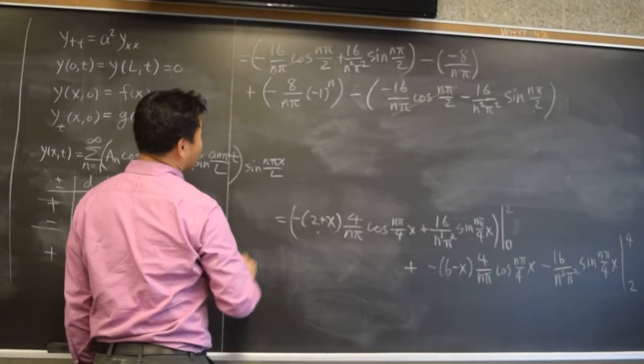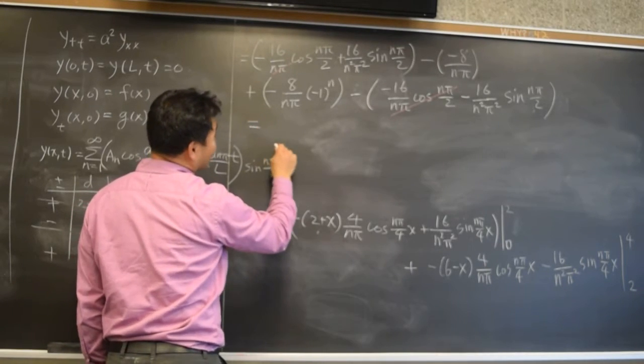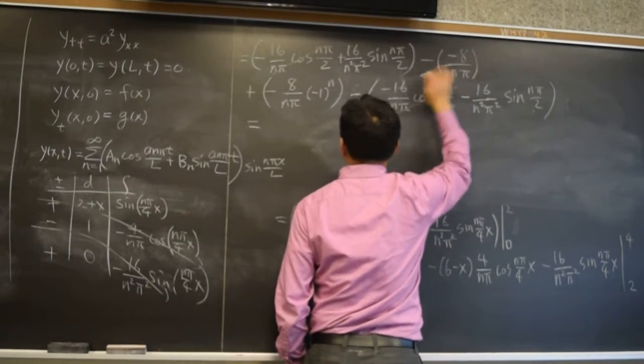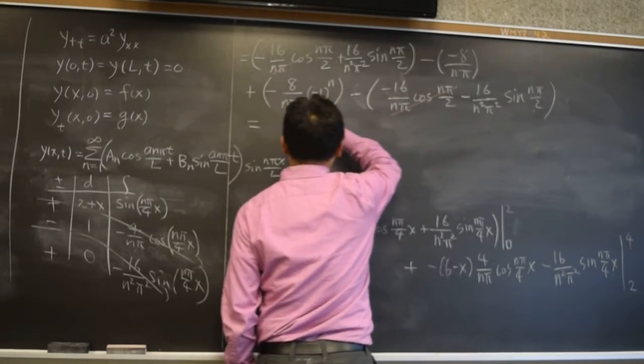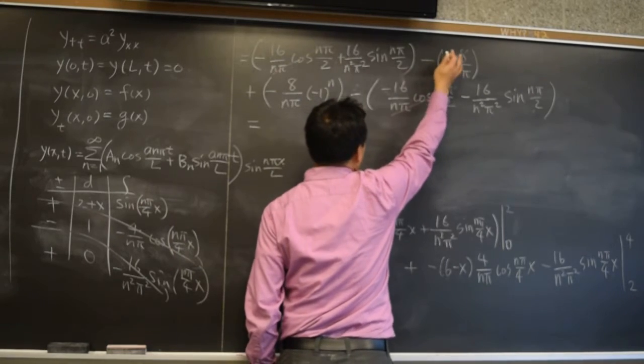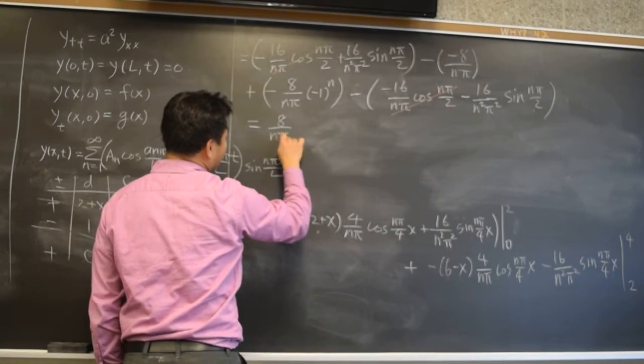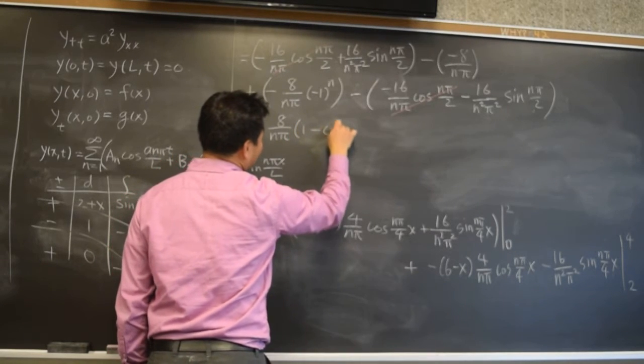All right, so let's write that down again. Okay. All right, so still, a good thing is that this and that's the same. So if we factor these two out, you get minus minus, that's plus. So you get 8 over n pi, 1 minus negative 1 to the nth power.